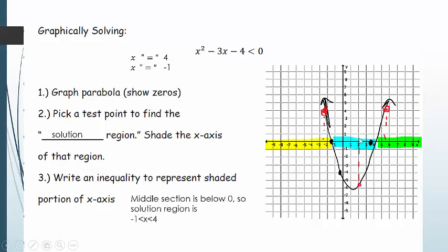So because the middle section is where all my y values are negative, I want to make sure that my x values are between -1 and 4. As long as I use those numbers for x, I will generate a negative y value. So that's graphically what's going on when you do your math.